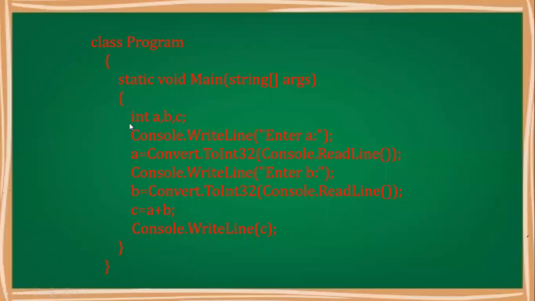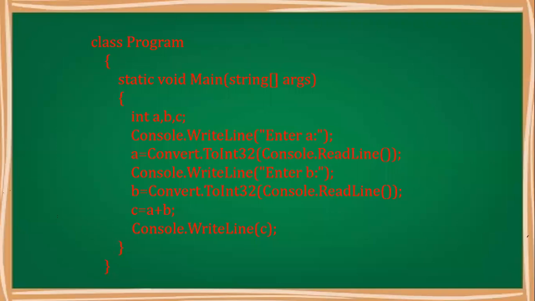So there is no value passed yet to a, b, and c. Then we are asking the user with the console.writeLine method, enter a. We are expecting him to enter the value as an integer. Here there is no validation, we are just looking at a simple program. So we are expecting that he will enter an integer value. If he enters something other than an integer, we are still expecting the user to enter an integer.